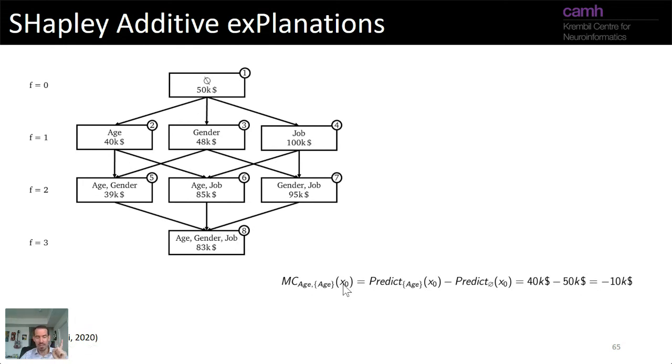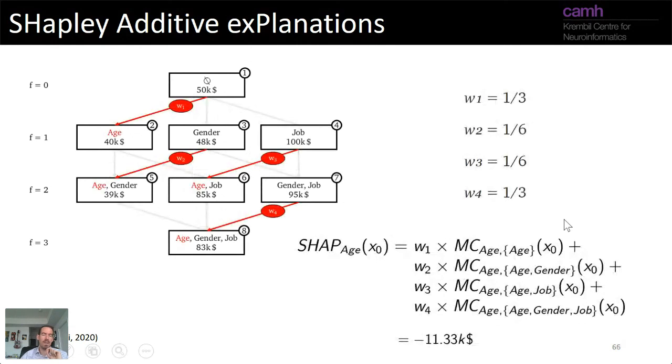So this one individual's prediction, if we didn't take into account any information, would be 50K, but this person's prediction would change to 40K income if we took into account their age. So age is a marginal effect of negative 10K. But our ultimate model includes age, gender, and job. So how do we understand the marginal contribution of age in all of those scenarios using SHAP?